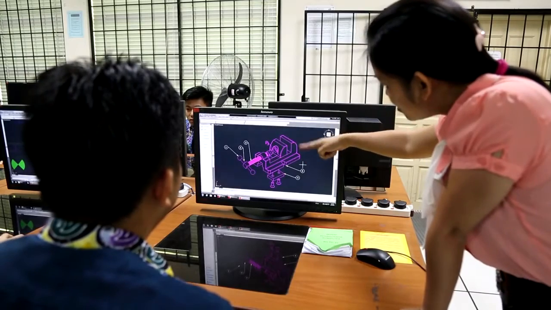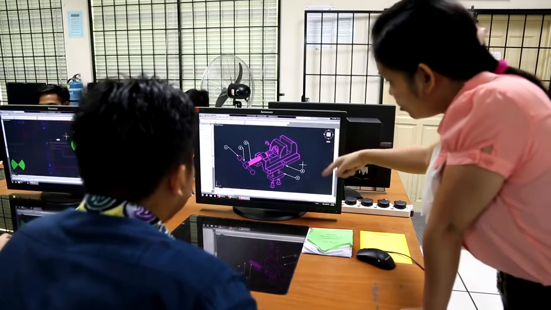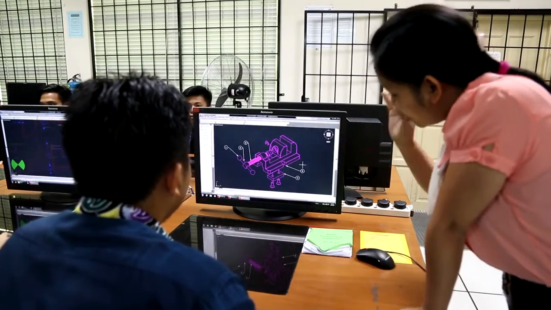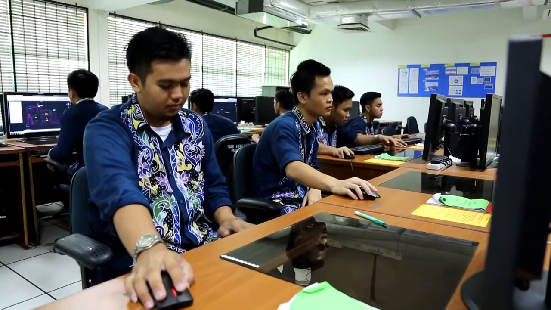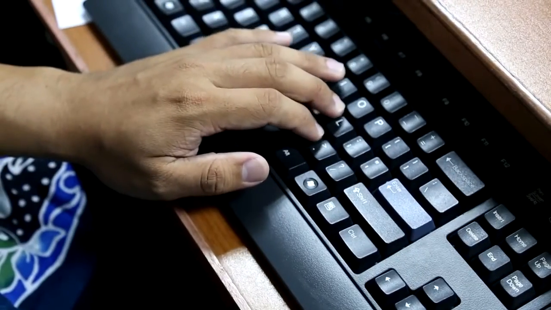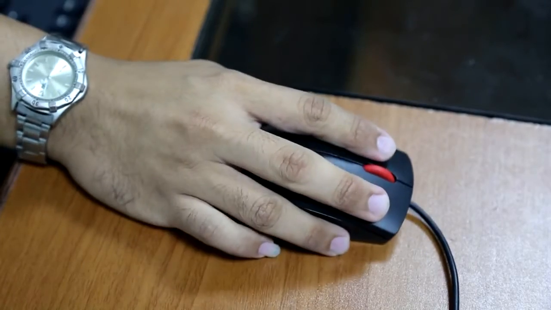AutoCAD is a very interesting subject. Furthermore, if the students have an interest and hobby in drawing, they can use their drawing interest as a catalyst for learning AutoCAD in a fun way. They can think about anything, they can imagine and actualize their imagination into the AutoCAD platform. But all they need to do is just practice, practice, practice, and get familiar with this software.